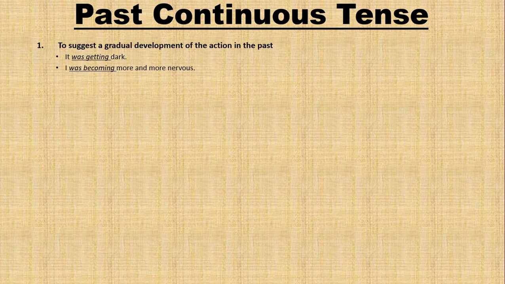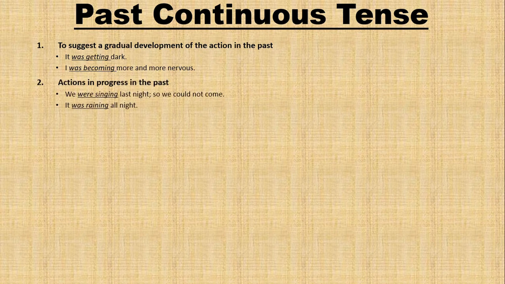I hope these examples make you understand what to suggest a gradual development of the action in the past means, that it was gradually increasing. With time it was increasing. That becomes gradual development of the action, alright? Like in this, it was getting dark. With time, darkness was increasing. I was becoming more and more nervous. With time, this person was getting more and more nervous.